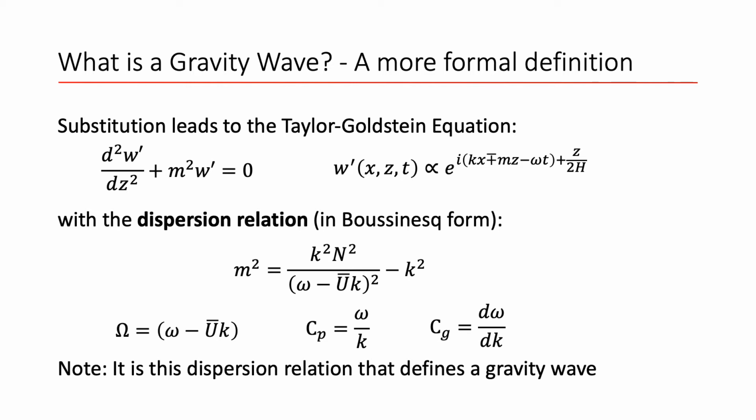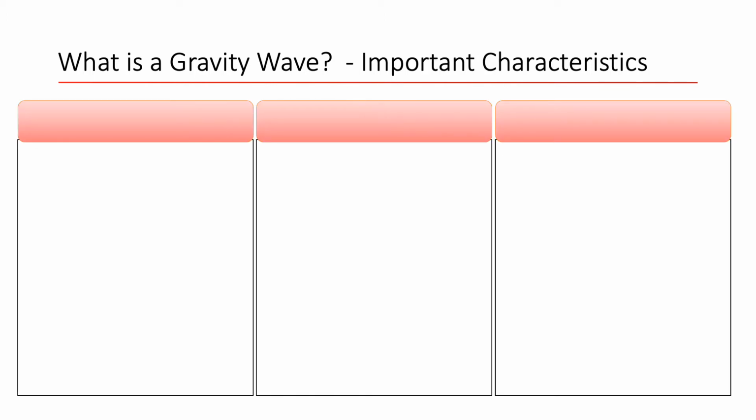If you see a gravity wave in the atmosphere, it has to fit this dispersion relation in order to be a gravity wave. So this really is a key concept in describing gravity waves. I'll now describe some of the important characteristics for gravity waves.